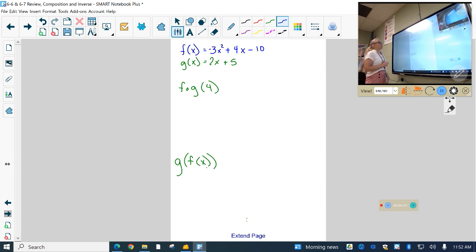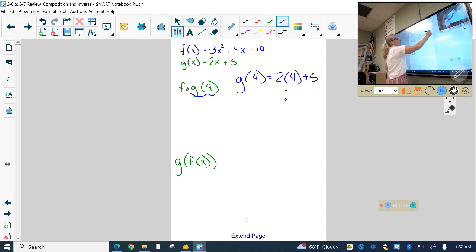All right, f of x equals negative 3x squared plus 4x minus 10. g of x equals 2x plus 5. Find f of g of 4. Remember, the first step is to work inside out. So we're going to find g of 4 first. g of 4 is just 2 times 4 plus 5, which is 8 plus 5, and that gives me 13.